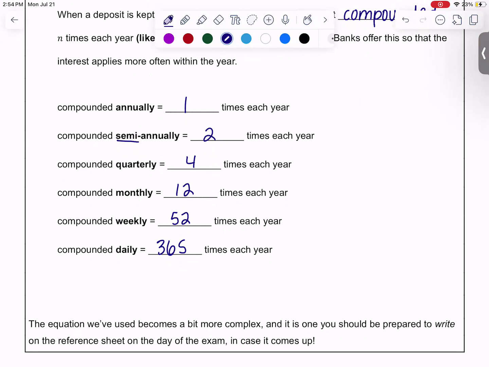The equation we used, y equals a parentheses 1 plus or minus r to the power of x, becomes a bit more complex, and it is one you should be prepared to write on the reference sheet on the day of the exam, in case it comes up. Let's underline the equation we've used and just write down the equation again. A, 1 plus or minus R to the power of X.